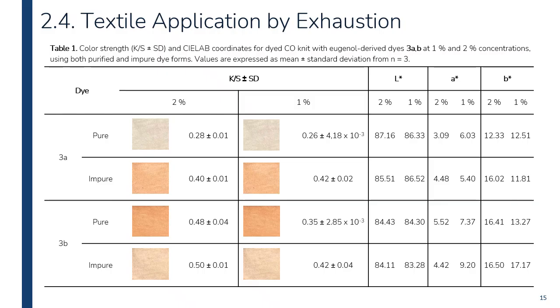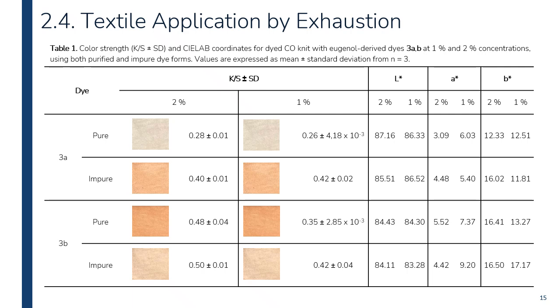Well, the results of the textile application by exhaustion. Starting with the color strength, values show that samples dyed with the impure form have higher color intensity than those dyed with the pure form, especially at the 2% concentration. This suggests that impurities may improve dye fixation, possibly by facilitating interactions between the dye and the cotton knit fabric.